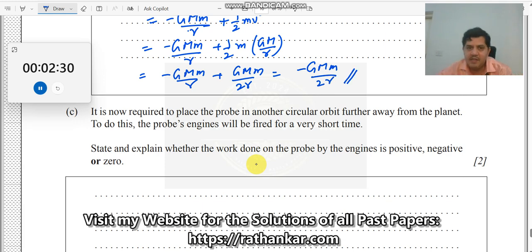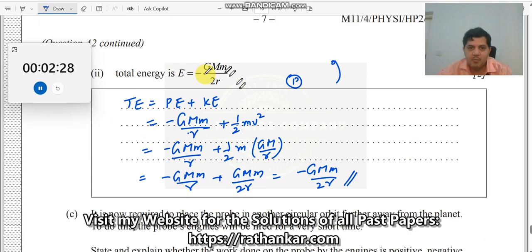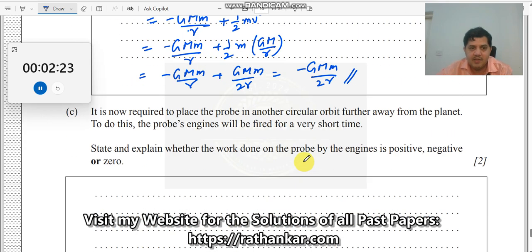Okay, as required. See, what is the question? The question is prove that it is equal to minus GMm by 2r. We have proved this here. Now let us look at the next one.